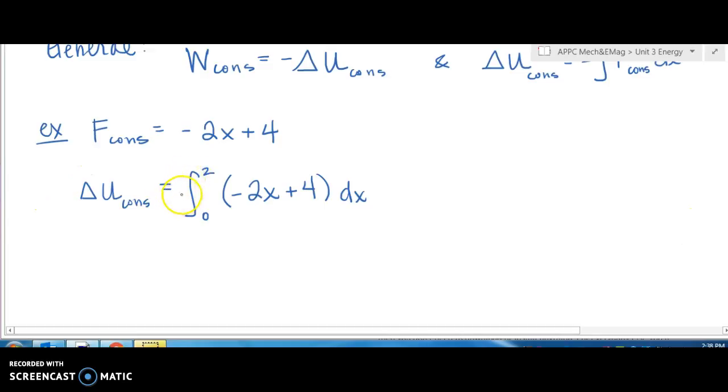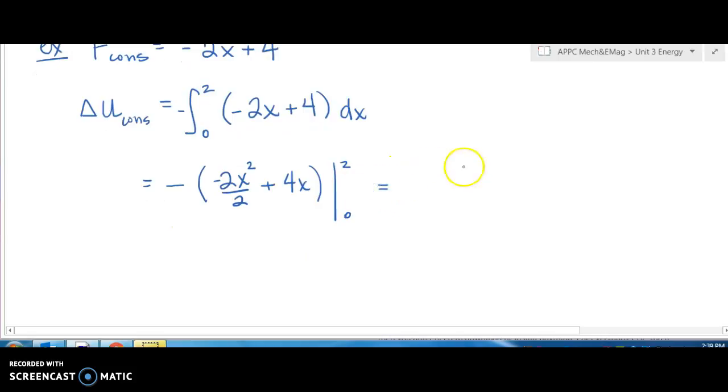Oops, I need a negative sign out there, right? So it'll be negative, negative 2x squared over 2 plus 4x, evaluated from 0 to 2. Did I do that correctly? Okay. Which would look like x squared minus 4x from 0 to 2. Just a little simplification there. So then 4 minus 8 minus 0, and that would give you negative 4. Negative 4 what? Joules, because we're still looking at energy.